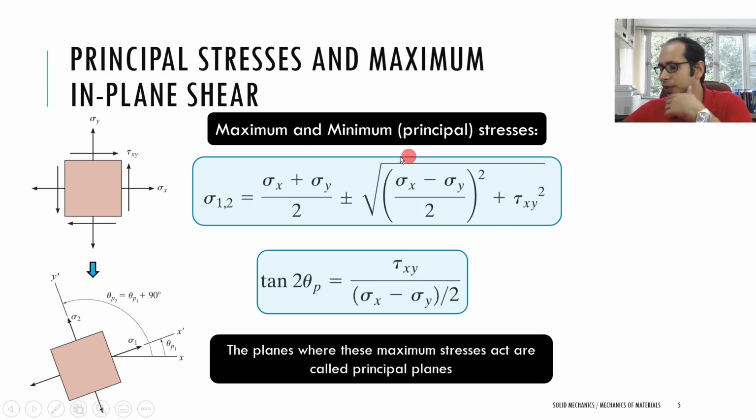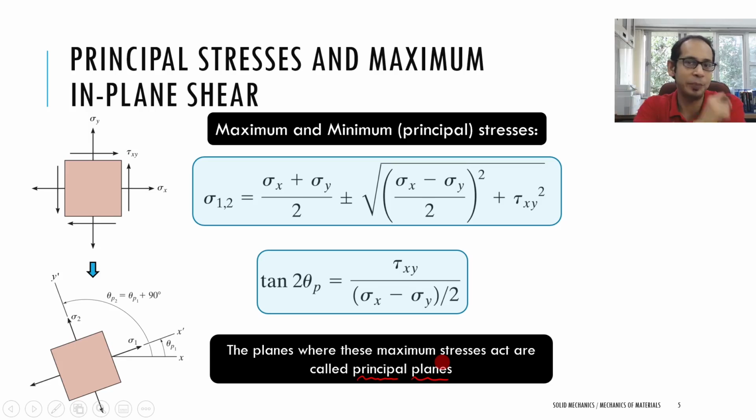So these expressions give you the maximum and the minimum principal stresses, and as I mentioned, these are the places where the maximum happens. These are known as the principal planes. The principal planes are essentially the planes where you cut your element, or where you cut within the structure, where your normal stresses reach their maximum and minimum values.